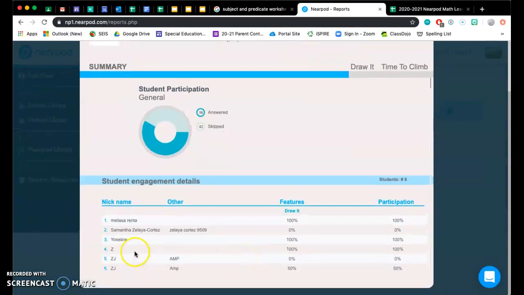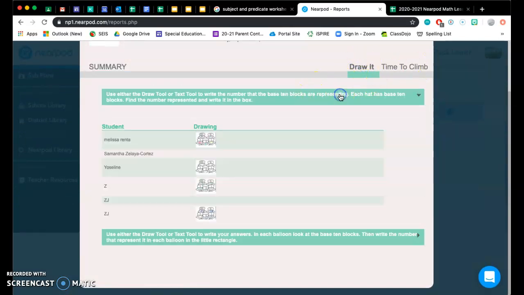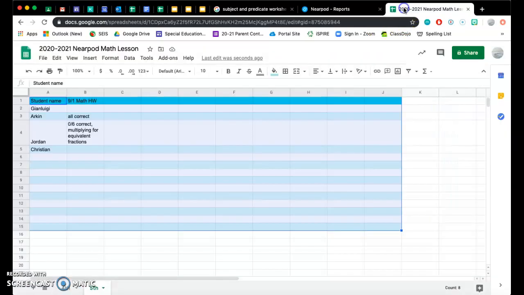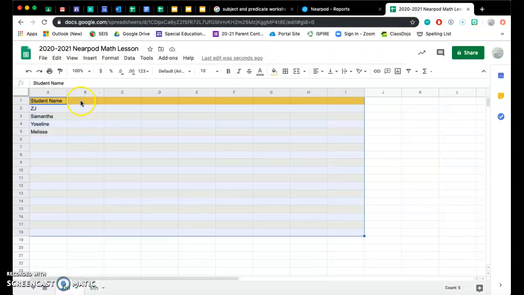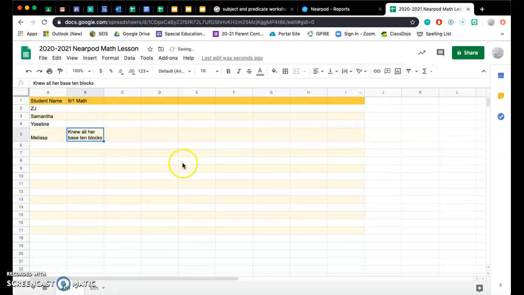So what you can see is ZJ turned in 3 times. So you click on draw it again, then you're gonna look at their answers, like, okay, Melissa knows her base 10 blocks. So on 9/1 math, Melissa knew all her base 10 blocks. You can write something like that.